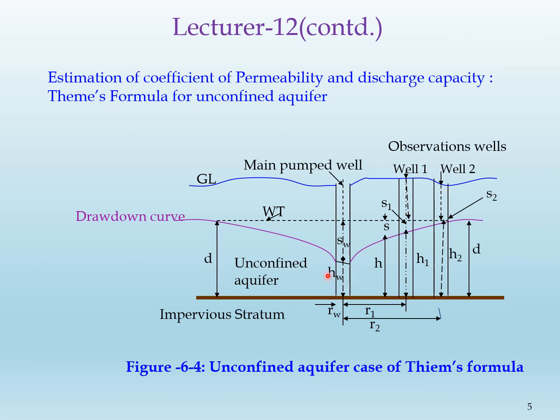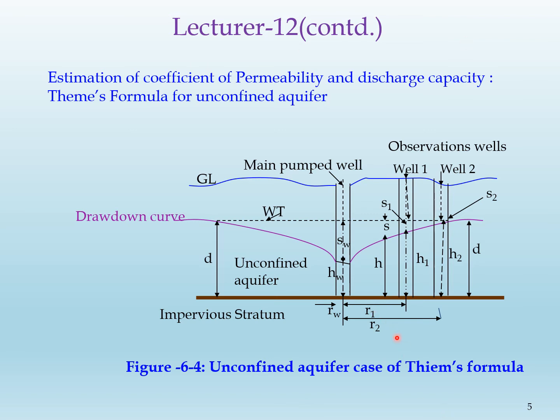Here HW is the static height of the main pumped well, and SW is the depth of drawdown of the main well. When pumping continues, the drawdown curve will reach observation well 1 and observation well 2, and as with the main pumped well, H1 is the static head or static depth of water in observation well 1, and S1 is the drawdown depth in observation well 1. Similarly, H2 is the static head for observation well 2, and S2 is the drawdown depth for observation well 2.